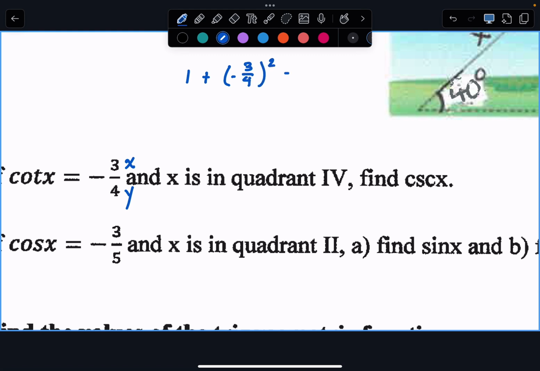3/4 squared, and we need to go over this because some of you goofed pretty bad on your test. You didn't square the 3 and the 4. You have to square the 3 and the 4. 9 over 16. What am I going to turn 1 into? 16 over 16.